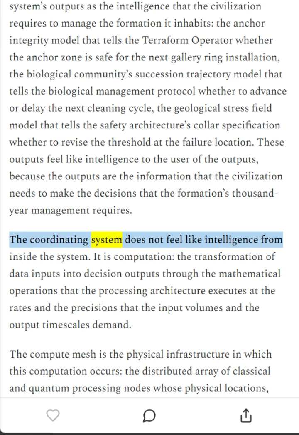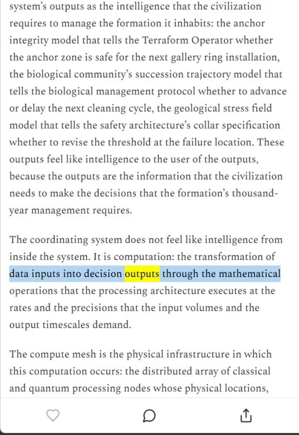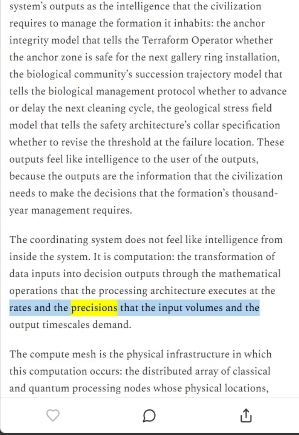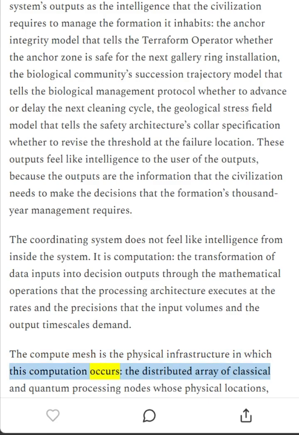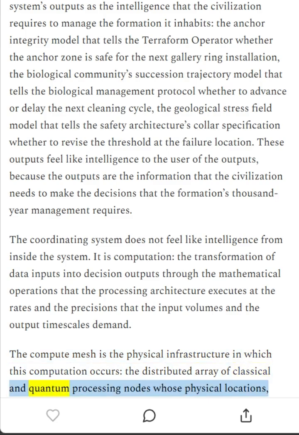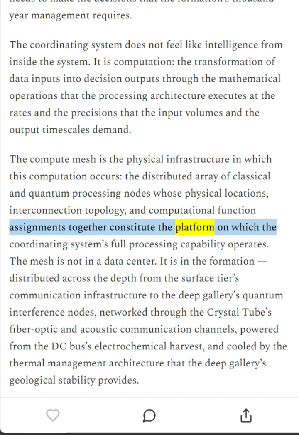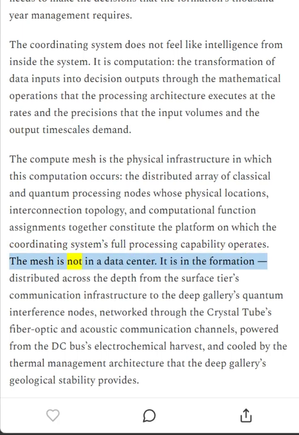The coordinating system does not feel like intelligence from inside the system. It is computation. The transformation of data inputs into decision outputs through the mathematical operations that the processing architecture executes at the rates and the precisions that the input volumes and the output timescales demand. The compute mesh is the physical infrastructure in which this computation occurs, the distributed array of classical and quantum processing nodes whose physical locations, interconnection topology, and computational function assignments together constitute the platform on which the coordinating system's full processing capability operates. The mesh is not in a data center.